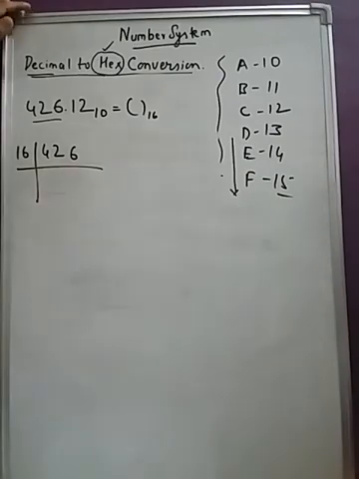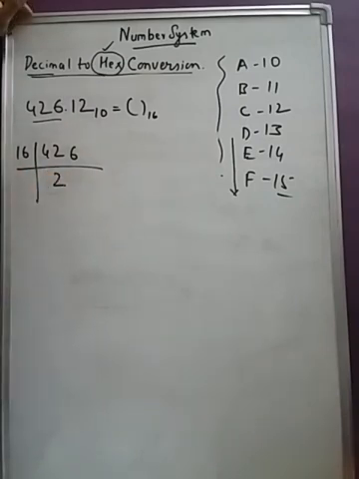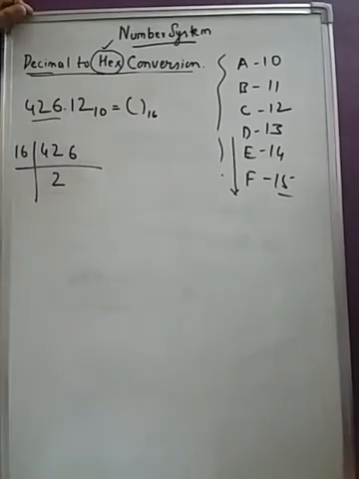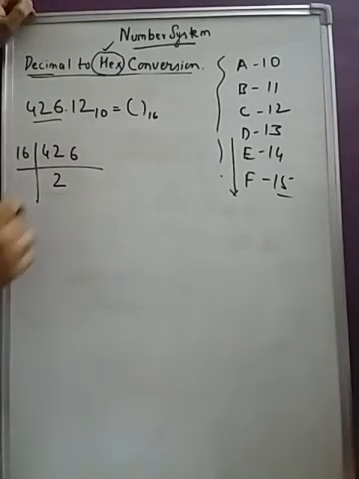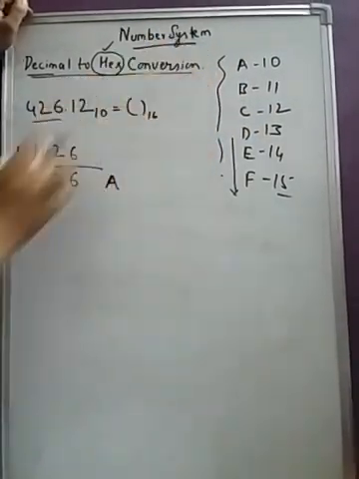How many times will it go? It will go 2 times, 16 times 2 is 32, and 106 is there. So it will go 6 times. What will be the remainder? 10 will be the remainder. So 10 has the symbol A.